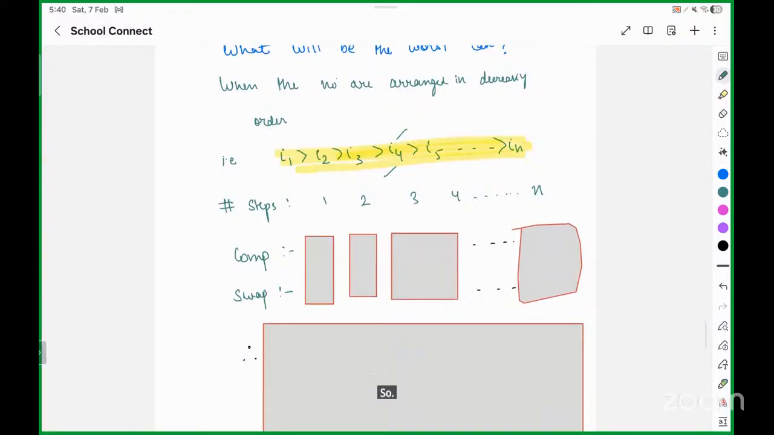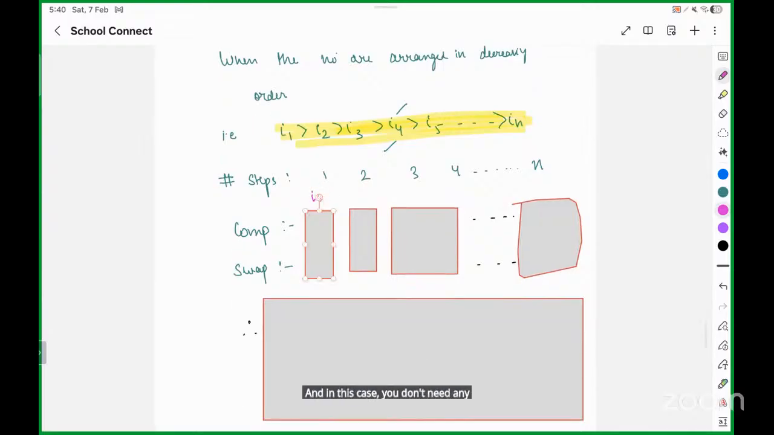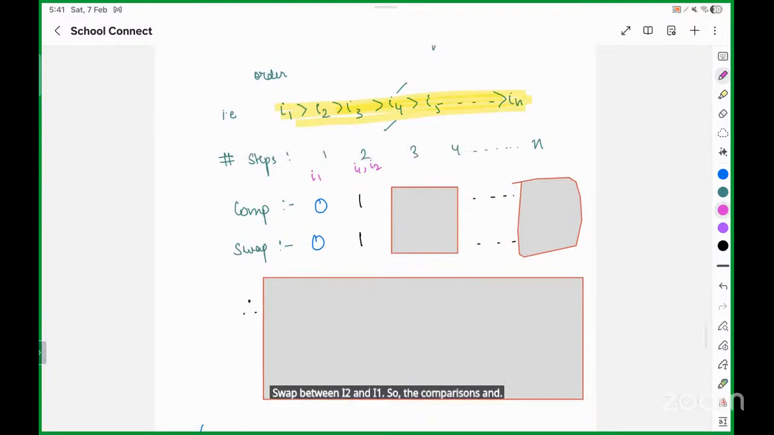In the first step, the first card I1 just comes. In this case, you don't need any comparison or any swap, so this will be just 0 and 0. Then in the second step, I1 and I2 come. You compare I1 and I2, and since I1 is greater than I2, you swap between I2 and I1. So the comparisons and swaps were again 1 and 1.